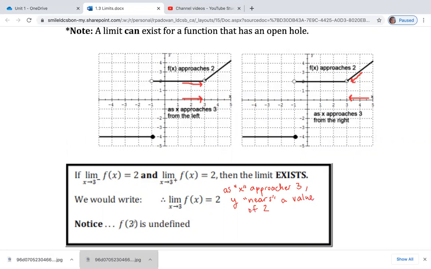Whereas here we're saying f at exactly 3. F at 3 is undefined, because f at 3 does not exist. It's an open hole. So there's no y value when x equals 3, because we have an open hole there.